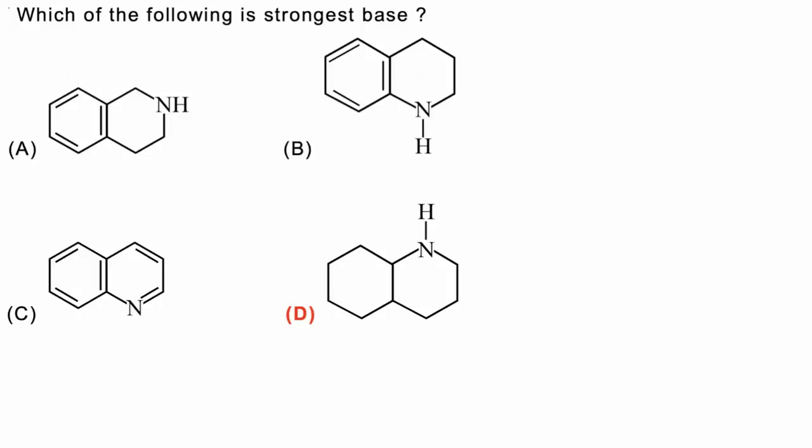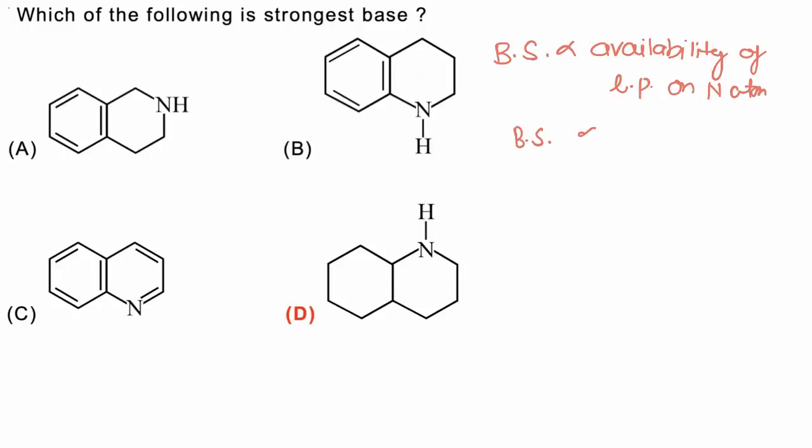Which of the following is the strongest base? We have to find which one of the following is the strongest base in the given compounds. Basic strength depends on the availability of the lone pair on the nitrogen atom. In any case, if the lone pair is involved in resonance, then basic strength will be decreased. So basic strength is inversely proportional to the lone pair involved in resonance.